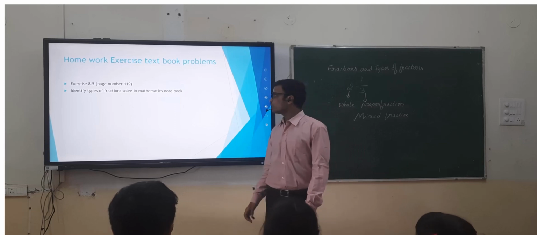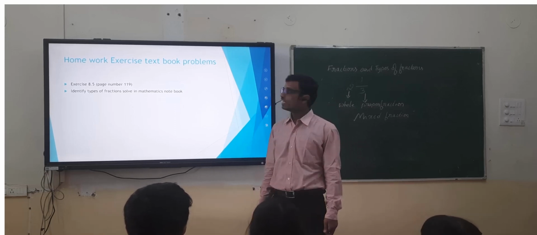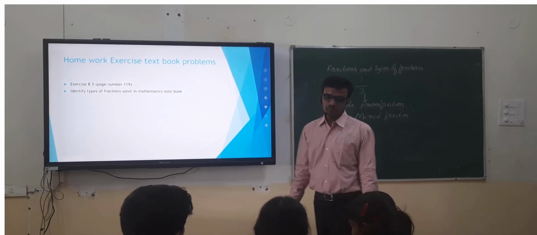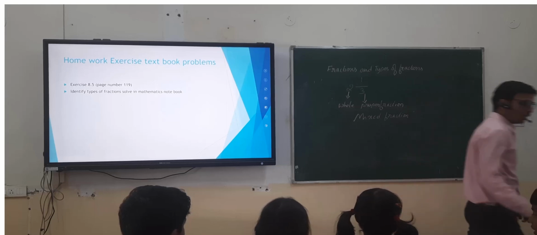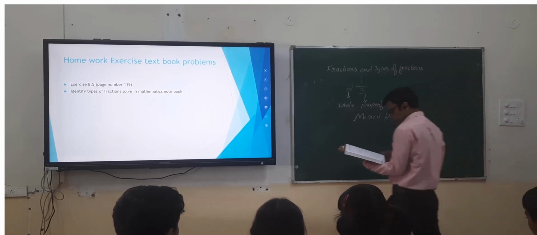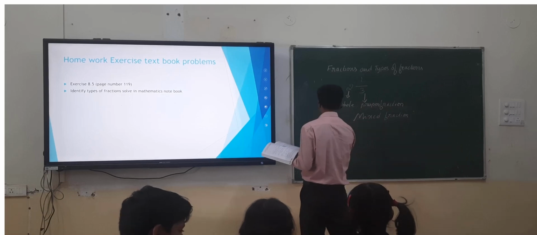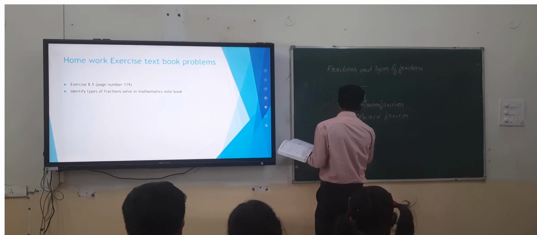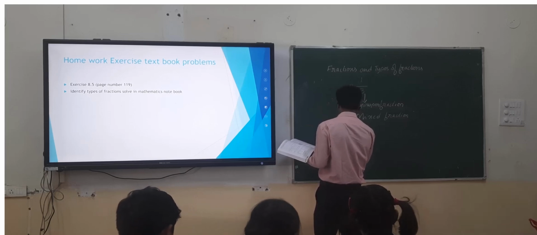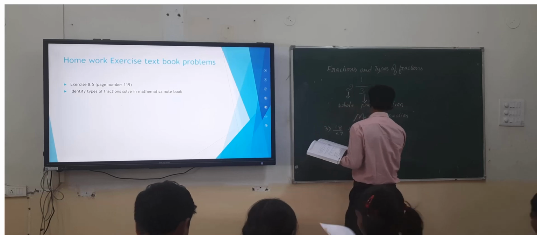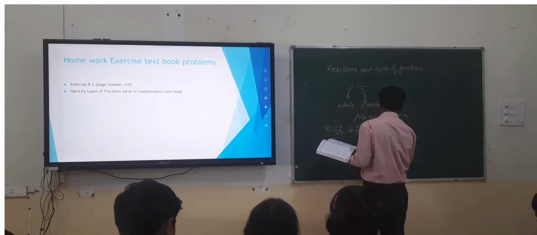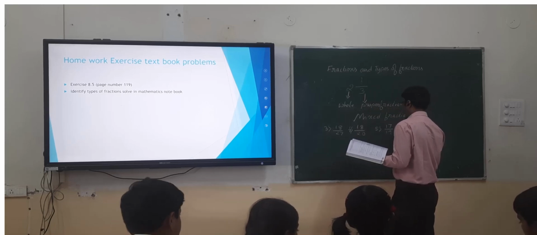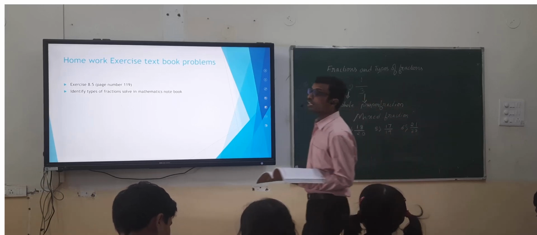So lastly, you have to solve some of the problems from your textbook. That is exercise 8.5, page number 119. Take those 2 sums and solve them. Those are attached here. The first one is, which of them are proper fractions? Question number 3, 18 by 27. Next one is 18 by 20. Question number 4. Question number 5, 17 by 19, and question number 6, 21 by 20. These 4 sums you have to take as homework and solve.